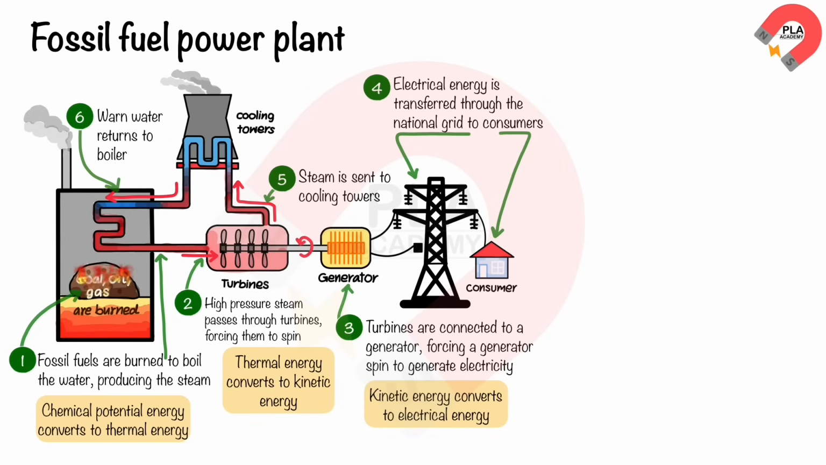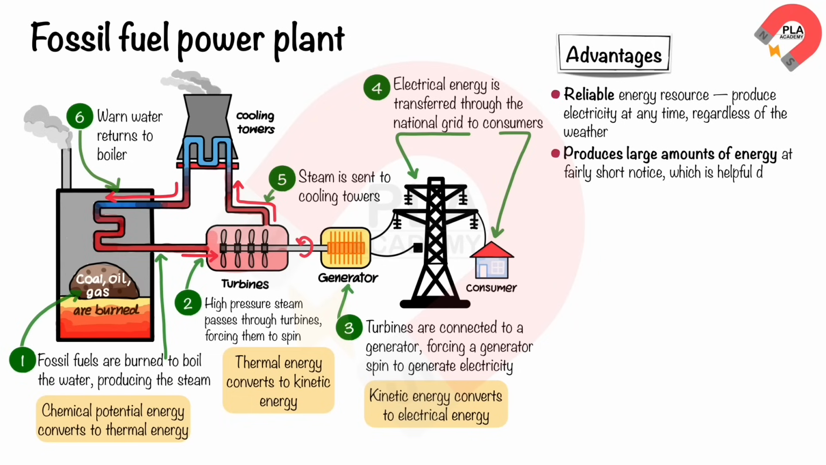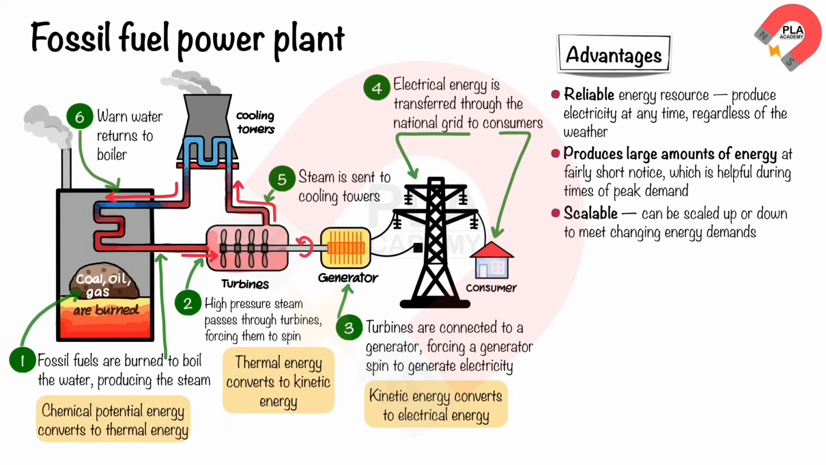Here are some of the advantages of fossil fuel power plants. Reliable energy resource. Fossil fuel power plants can produce electricity at any time, regardless of the weather. Produces large amounts of energy at fairly short notice. Fossil fuel power plants can produce large amounts of electricity quickly, which is helpful during times of peak demand. Scalable. Fossil fuel power plants can be scaled up or down to meet changing energy demands.